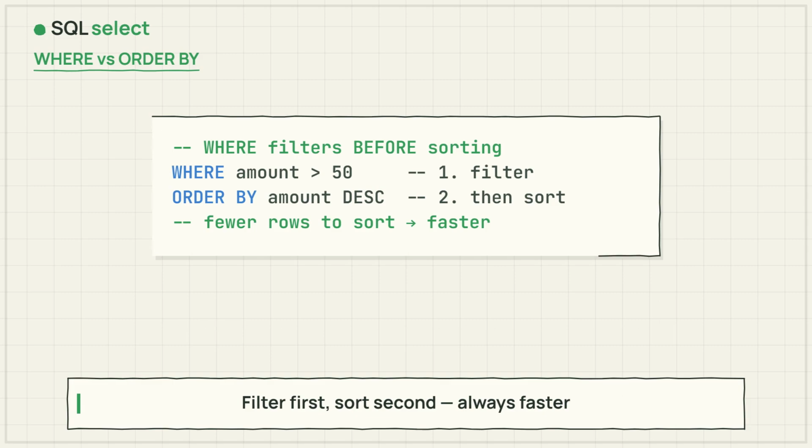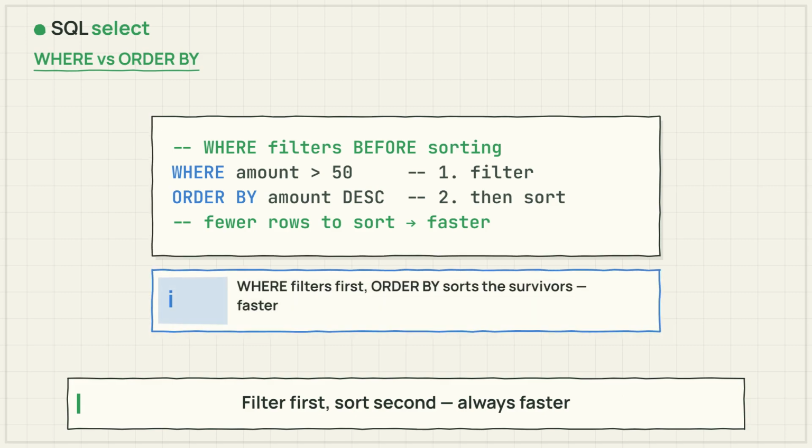And where does sorting fit? After filtering. Where trims the rows first, then order by sorts whatever survives. That is not just the logical order, it is the fast one, because there are far fewer rows left to sort.